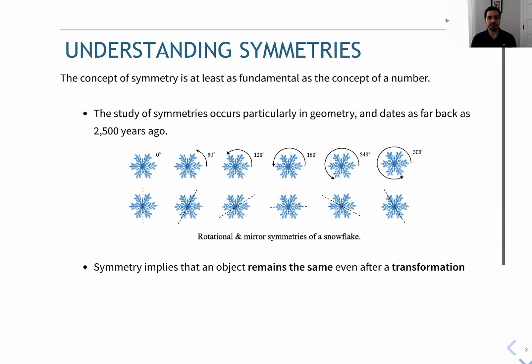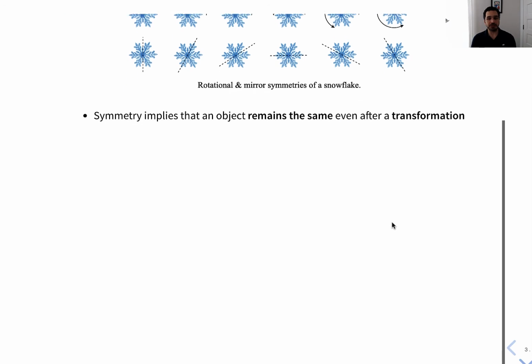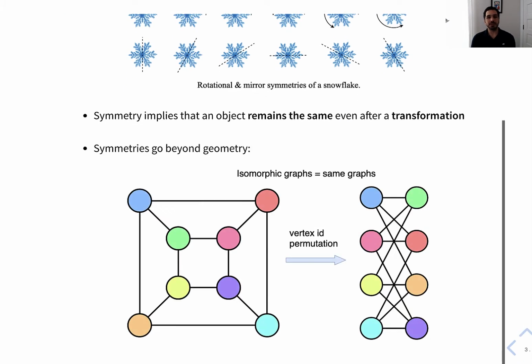The concept of symmetry is as fundamental as the concept of a number. Here we have snowflakes, and you can see that they're geometrically symmetric. But symmetry is more than just geometry. If you say two isomorphic graphs are the same graph, then there is a symmetry with respect to permutation of the vertex IDs.